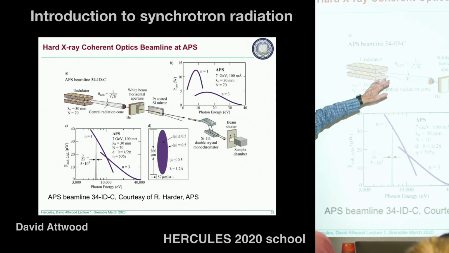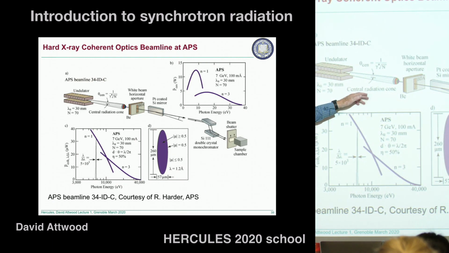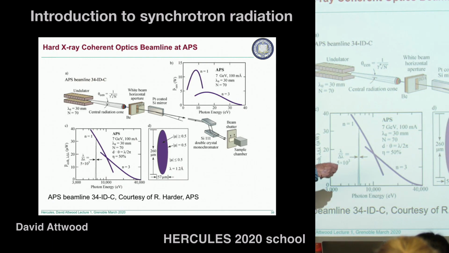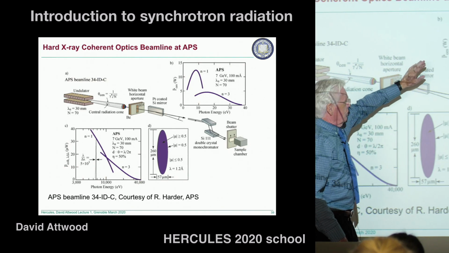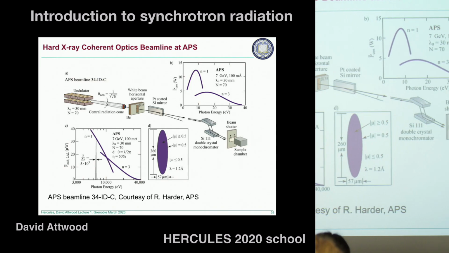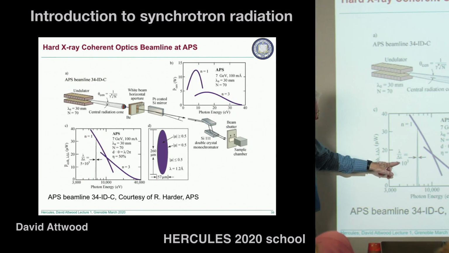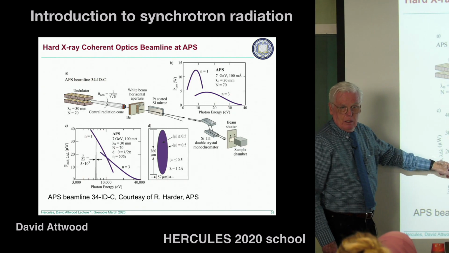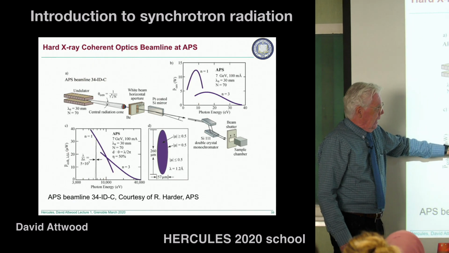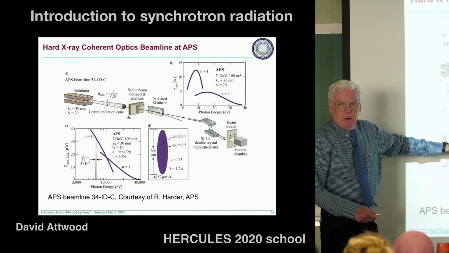Here's an example with hard X-rays at the APS outside of Chicago, and these are the tuning curves that they start with, but they wind up getting spatially coherent radiation in a very narrow bandwidth because they use a crystal monochromator, and they wind up getting these levels of power.